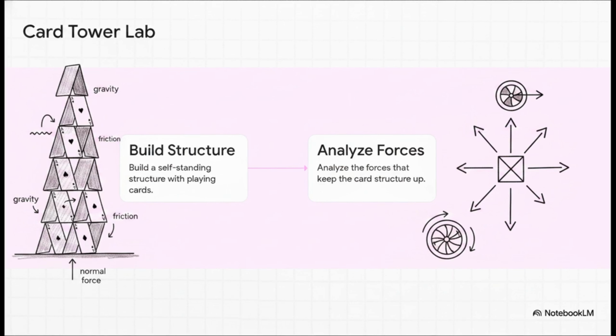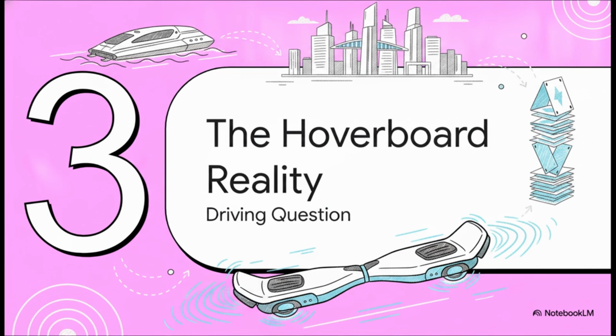Well, if you try to build a self-standing structure using only playing cards, you are forced to literally balance the invisible. You have to analyze the forces keeping it up. You're accounting for gravity, pulling every single card down, friction keeping the delicate edges from slipping, and normal forces pushing right back up from the table. Honestly, just like piloting that hovercraft, you are perfectly managing the strength and direction of forces. It just proves that physics is just as active in total stillness as it is at 60 miles per hour. And finally, Section 3, the hoverboard reality.